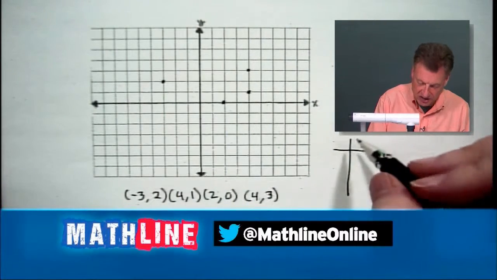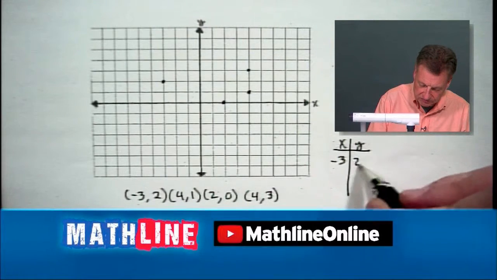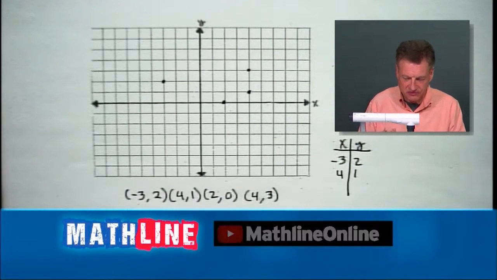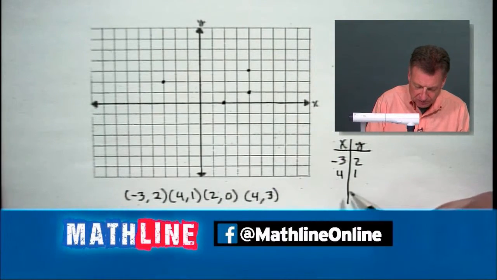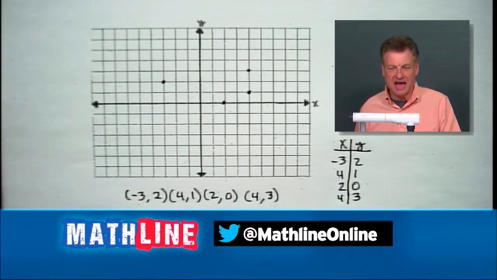And let's see what we got, our XY table. And we got a -3, 2. We got a 4 and a 1, but it's just another way of representing a relationship of points here. We can use the table. 2, 0, and 4, 3. Again, there's your repeated X. You can see that happening.